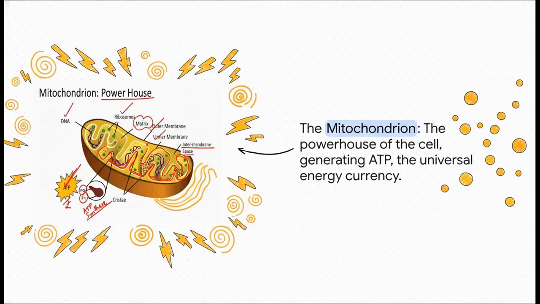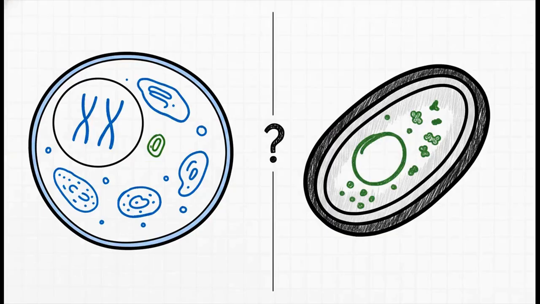And see all those crazy folds on the inside? That's all about maximizing surface area to crank out as much energy as possible. Okay, but here's where the story takes a really weird turn. Mitochondria, they have their own DNA, and it's circular. They also have their own ribosomes, the little machines that build proteins. And both of these things are totally different from the DNA and ribosomes in the rest of the cell.